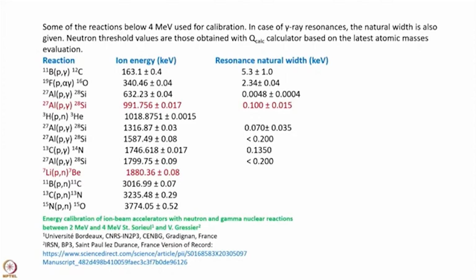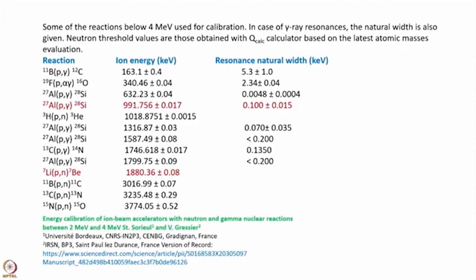And these are the resonance natural widths. I think this is very important. If you want more accuracy, then you should choose a resonance which has very small natural width. Then it will be much easier. Suppose you have a flat resonance, a very wide resonance. Of course, if it is flat, it will not be called a resonance.